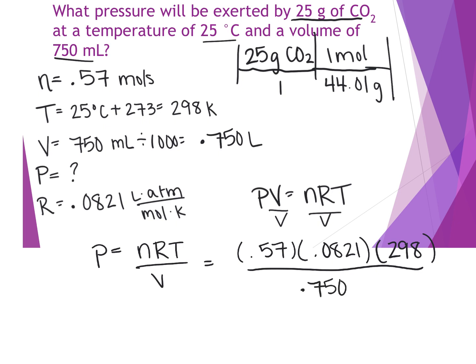Okay, so everyone practice. Type in that equation. Can you get the correct answer? 18.6. If you look at your numbers, which one has the least amount of sig figs? So 2. So what should you round this to? 19. And what's your unit?